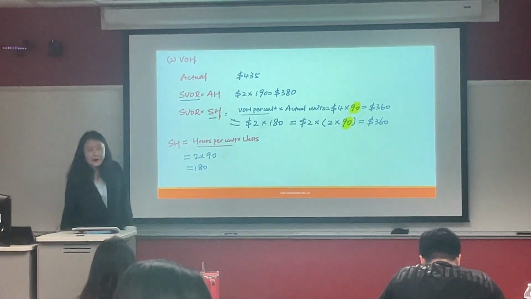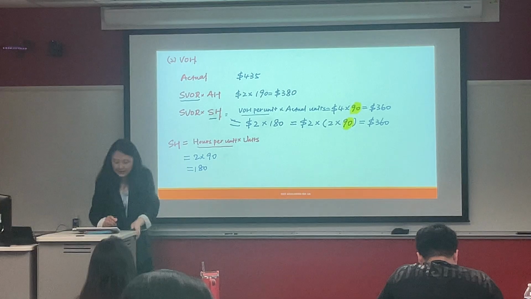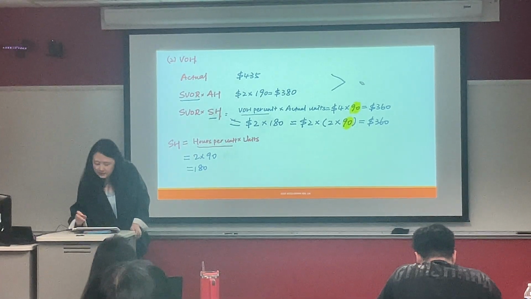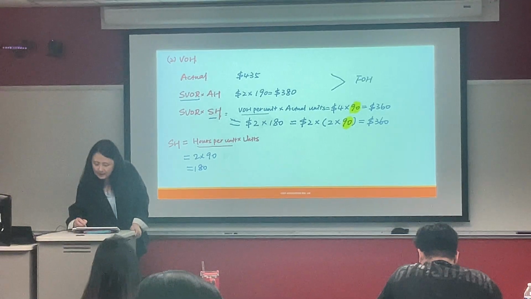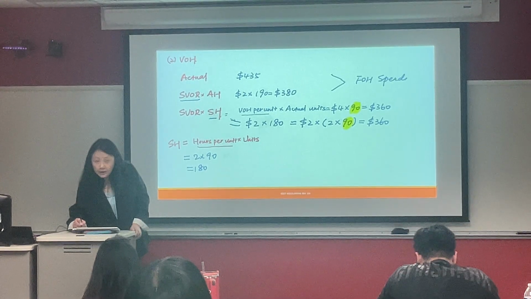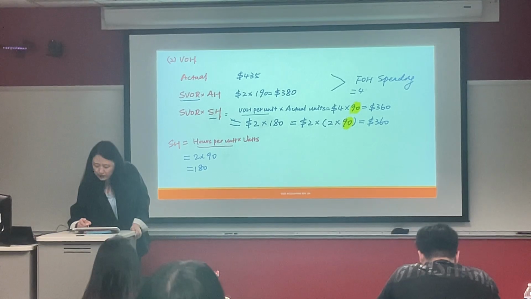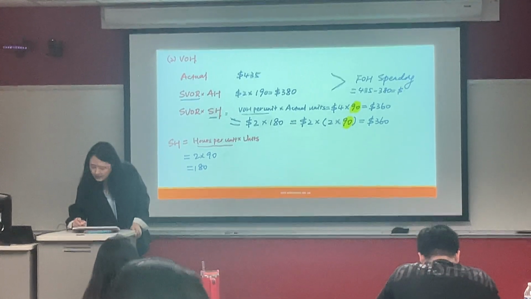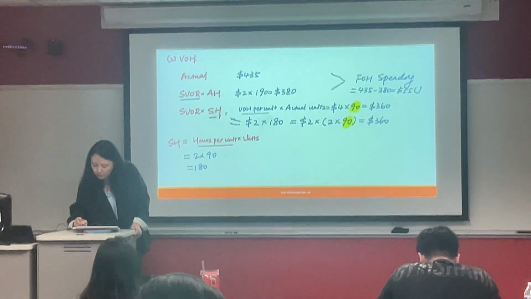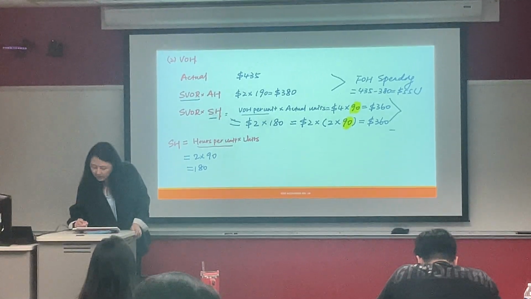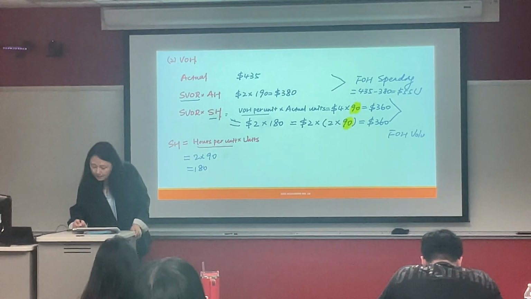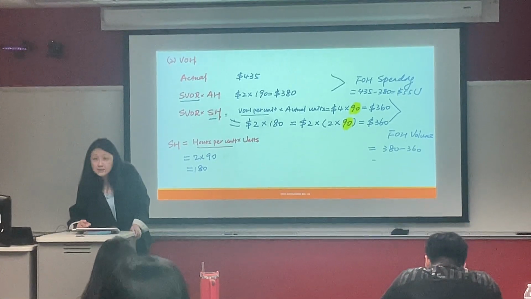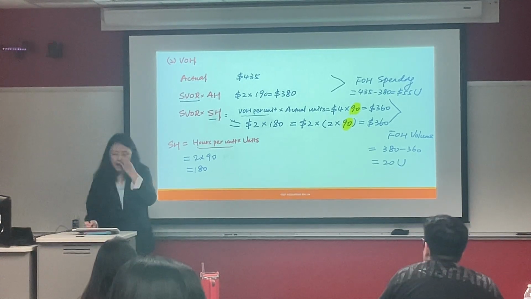And then the difference. You can get the difference. So this is the fixed overhead spending, which is 435 minus 380. So I have to calculate that. That will be 55 U. And then you get fixed overhead volume. That will be 380 minus 360, that's 20, also unfavorable.